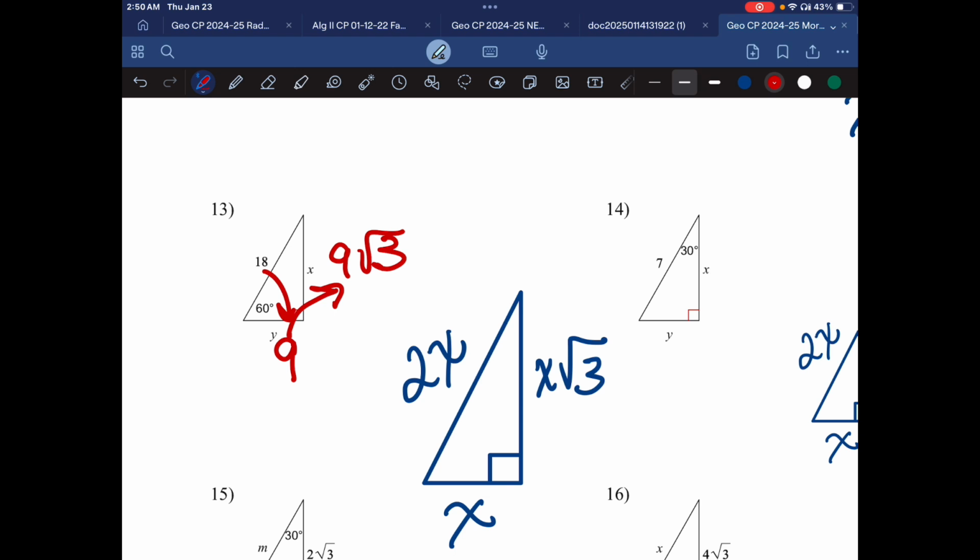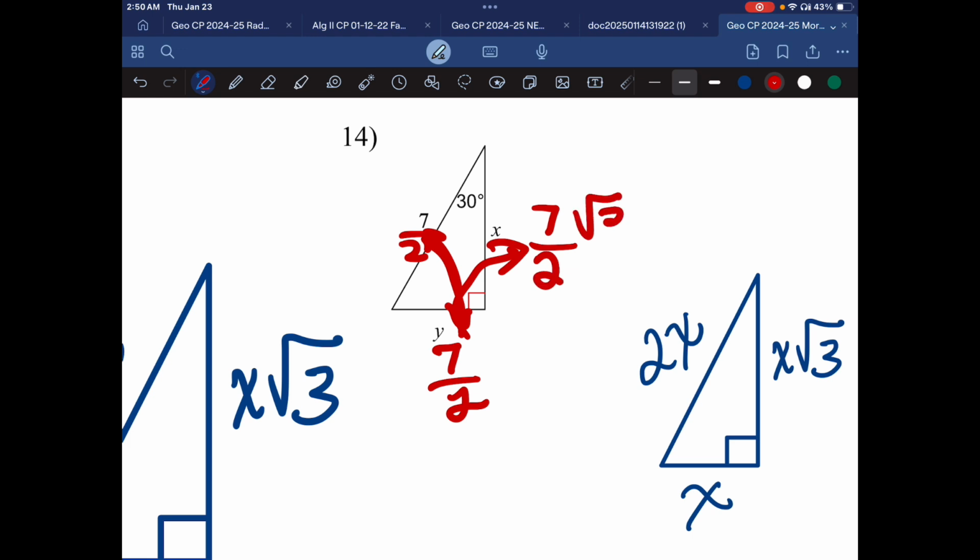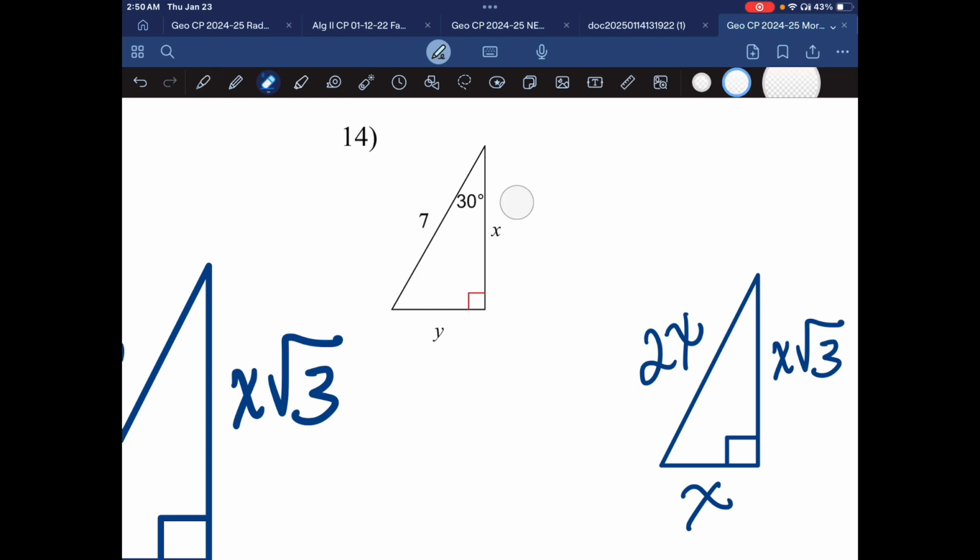Let's do that again on number 14. Divide that by 2 to get the short side, because the short side times 2 is the long side. And now take the short side and multiply it by the square root of 3, and you are done. Now you have all 3 sides of the triangle very quickly. And I'll walk you through that again.